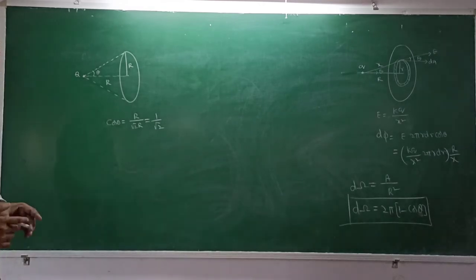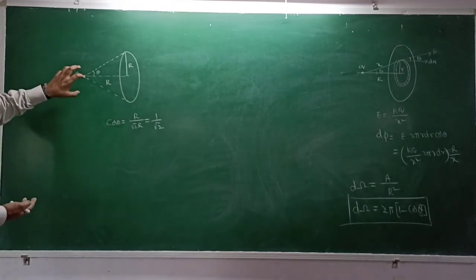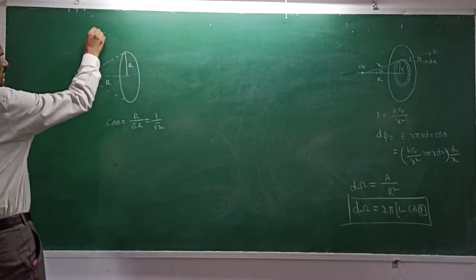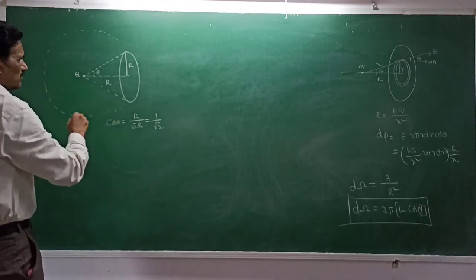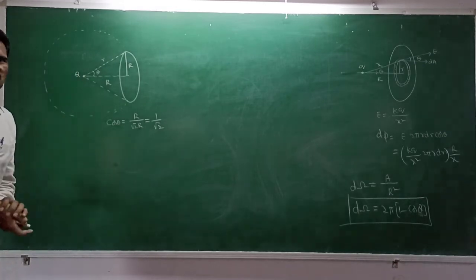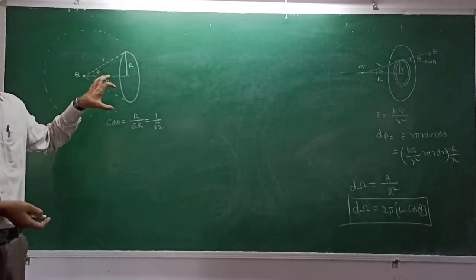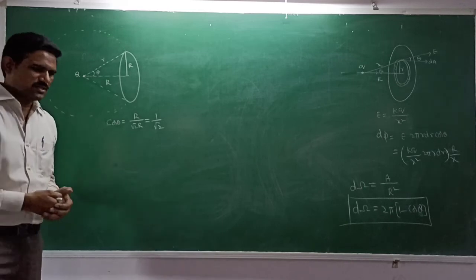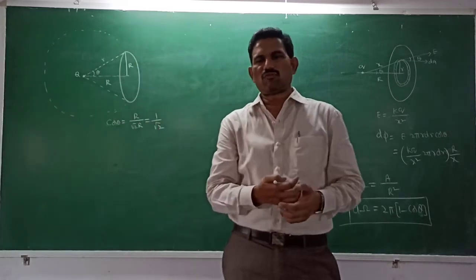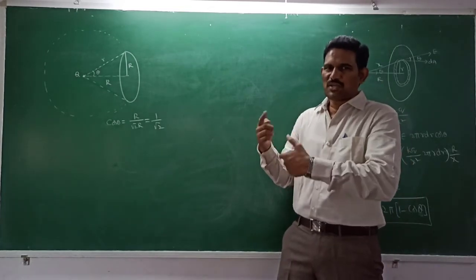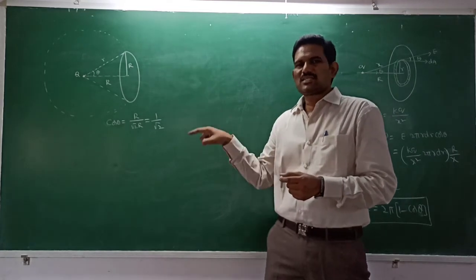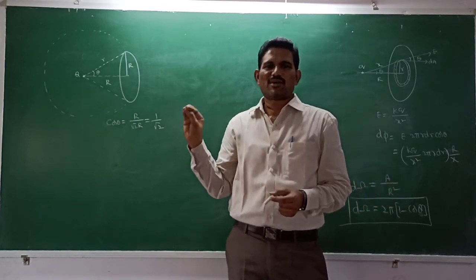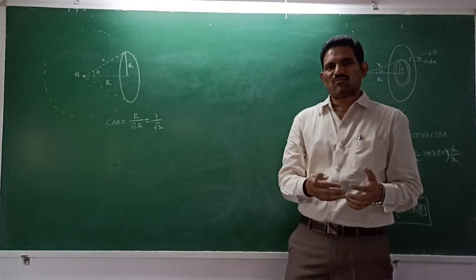And now finally, this point charge will produce some flux here. That flux will be associated with the sphere, if I imagine a sphere with this radius. Then the flux passing through that entire sphere will be Q by epsilon naught. In terms of solid angle, that flux passes through a solid angle of 4 pi, because we are taking a complete sphere. Now we need the flux passing through this amount of solid angle.